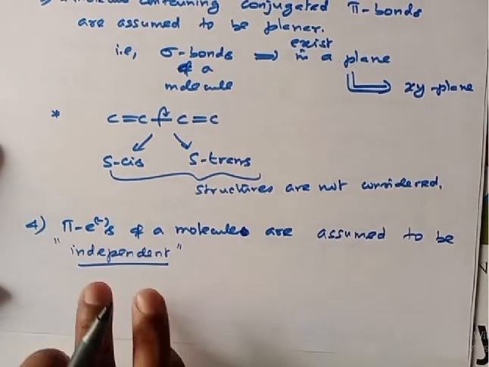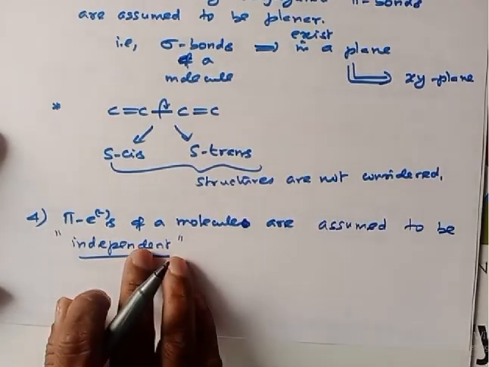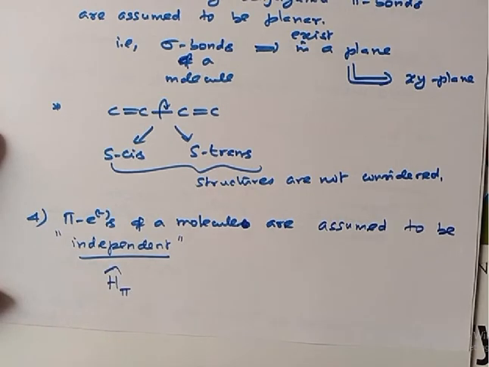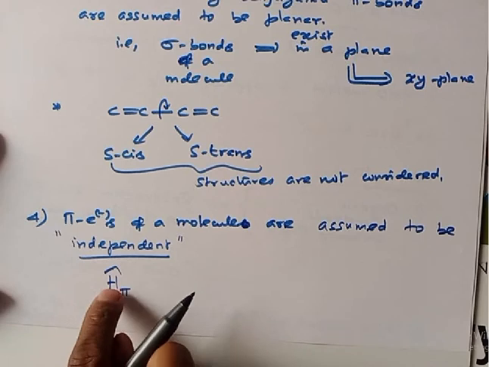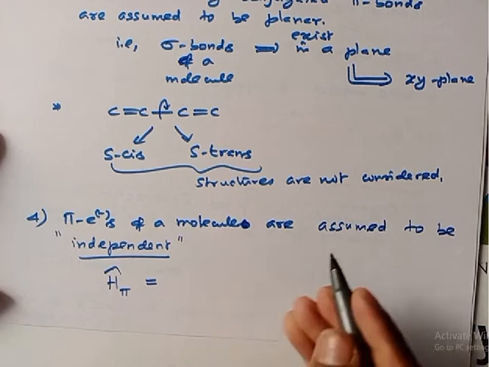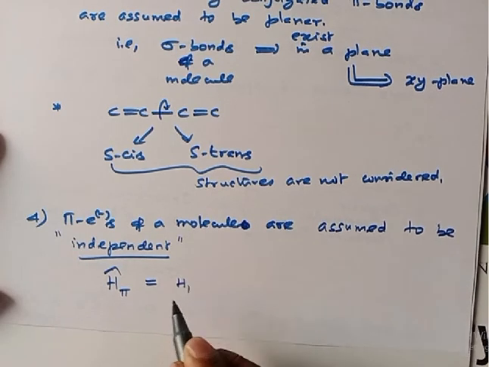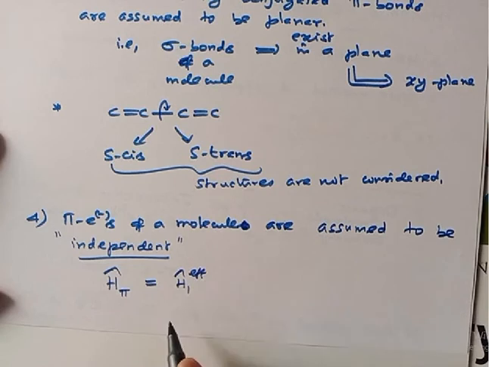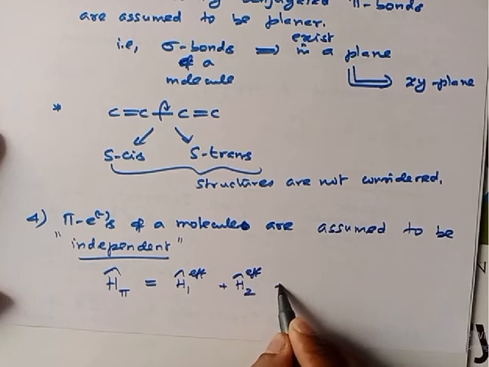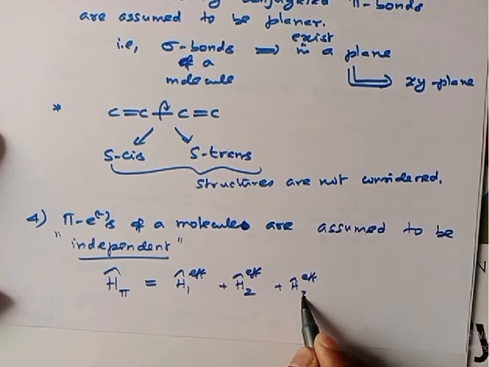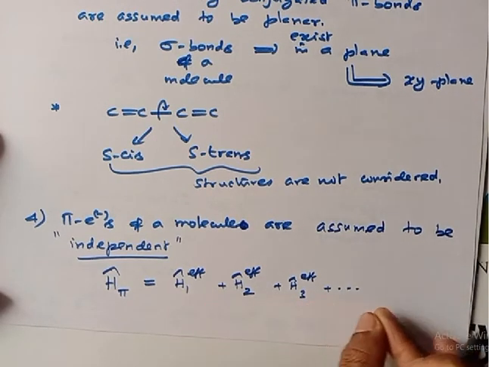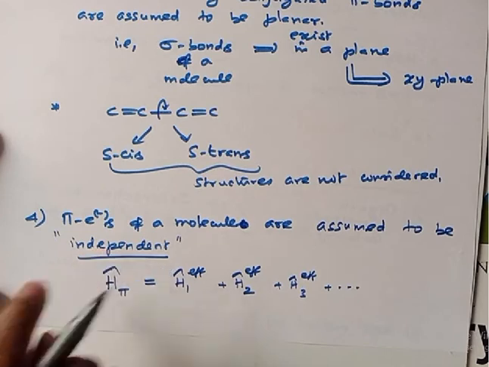So under this assumption, we can write the total pi electron Hamiltonian, that is, the Hamiltonian for all the pi electrons. This can be separated into one electron Hamiltonians. See, this is a one electron Hamiltonian. We call it the effective one electron Hamiltonian for electron 1, effective one electron Hamiltonian for electron 2, effective one electron Hamiltonian for electron 3, etc. These are all pi electrons. This separation is possible only if the electrons are independent.